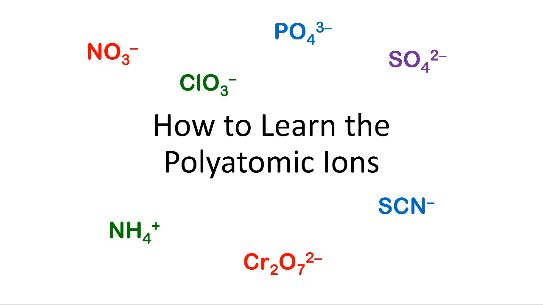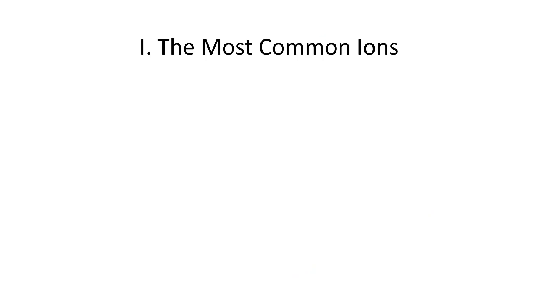However, it turns out that there are some patterns in the naming system, and if you know these patterns, that will help you learn names and the formulas of the ions more quickly. For this video, I have broken up the types of ions into different categories. The first type are the most common ions. These are ones that you're going to see quite often, and there isn't really much of a pattern to them, but you're just going to have to memorize these.